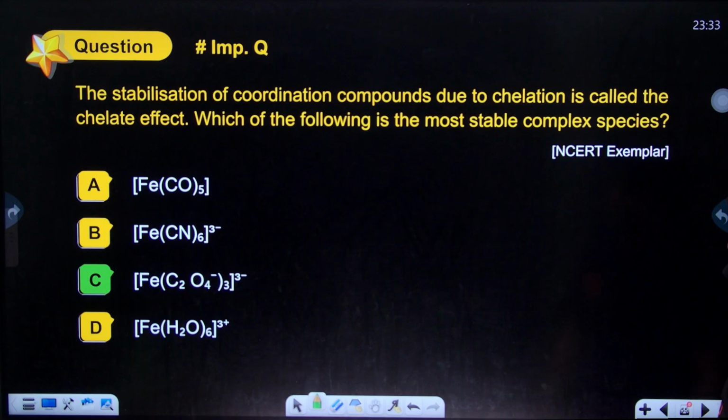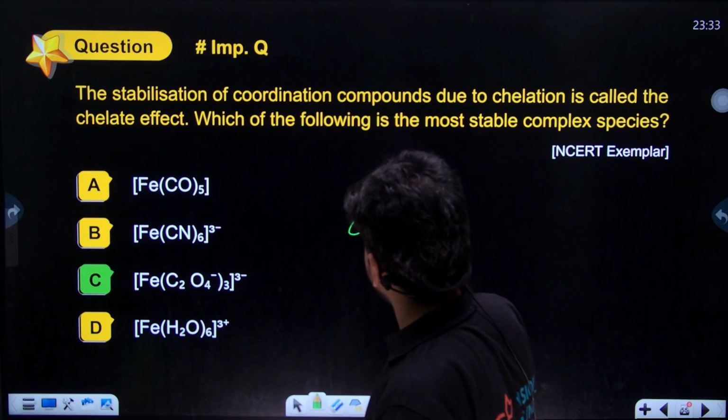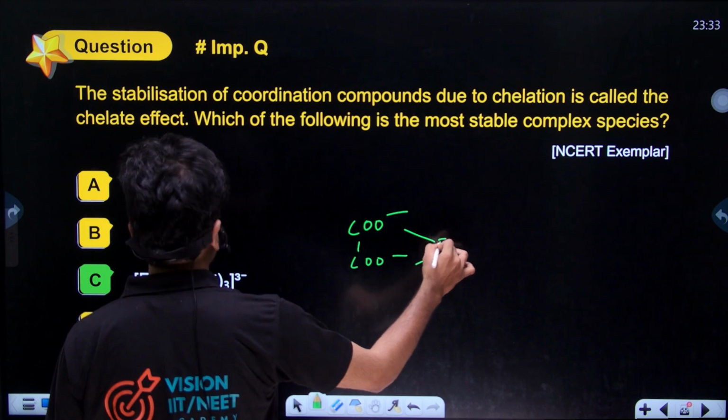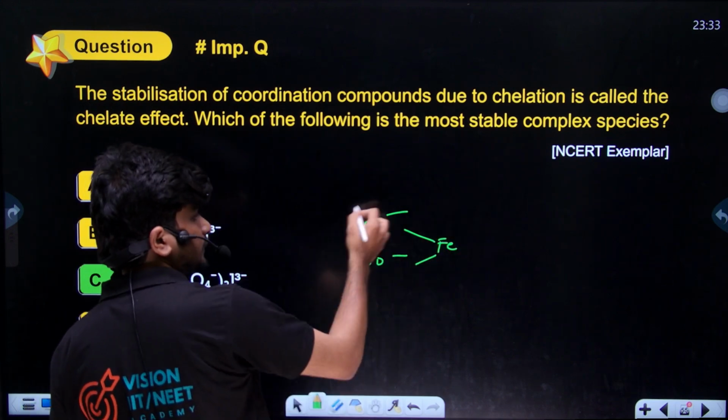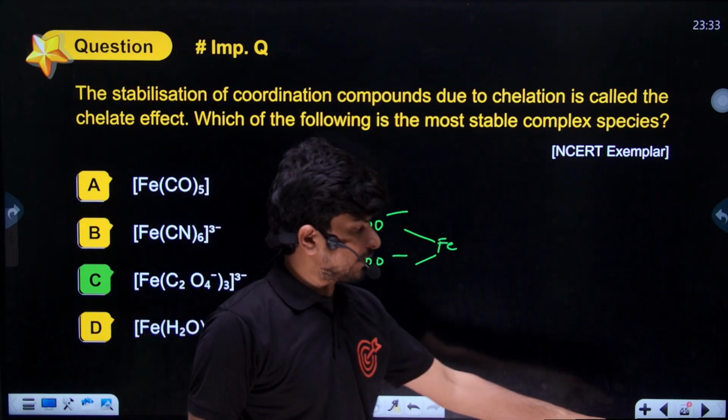Right? So you have Fe, C2O4, this COO minus, these two are acting like this, and there are 3 structures like this. You have this as AB, AB, AB. You have 3 structures like this.